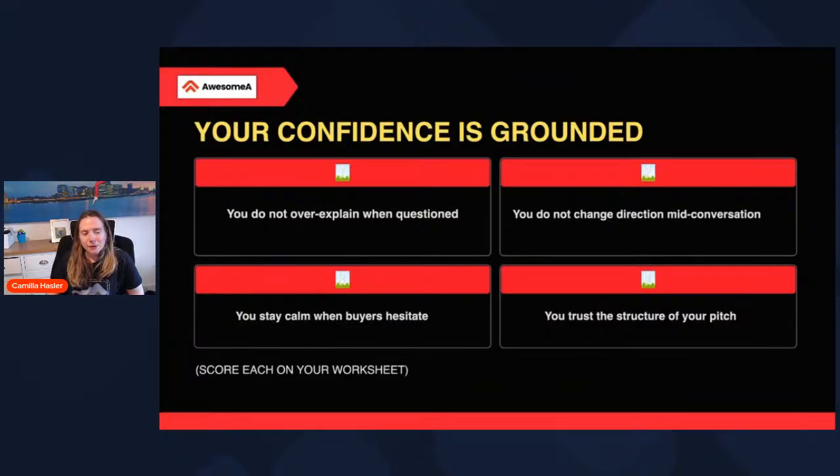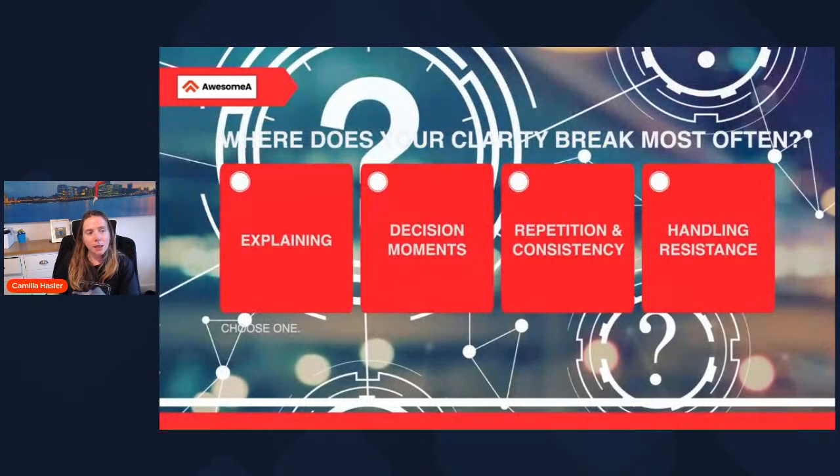And if you stay calm when buyers are hesitating, when buyers question, query, sound unclear, if you trust the structure of your pitch, then your confidence is truly grounded. So where does your clarity in your pitch today break most often? I want you to choose one key area on the screen.